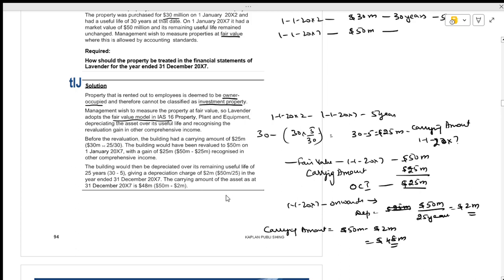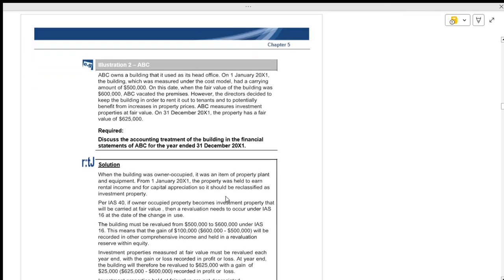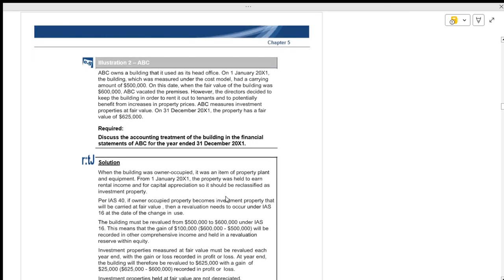This is the way we have to work it. Another one, what it says. ABC owns a building that is used as its head office. On 1st January 2001, the building was measured under the cost model and the carrying amount is 500.